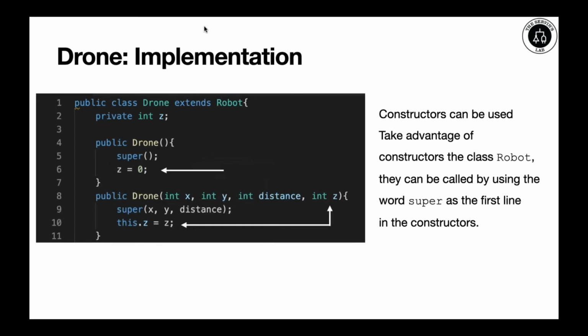After you execute that, you must initialize the remaining fields. In this case, we'll initialize z to 0 because it's an int, as you can see on line 2. But also we're going to initialize z with the parameter value by using this.z gets the parameter z.